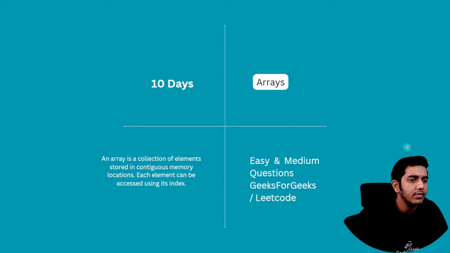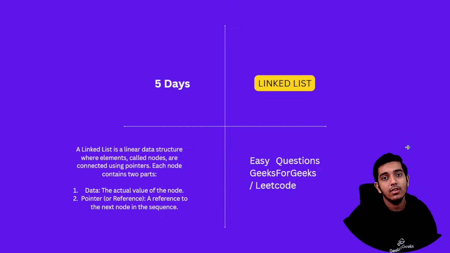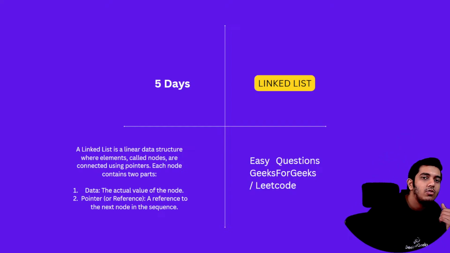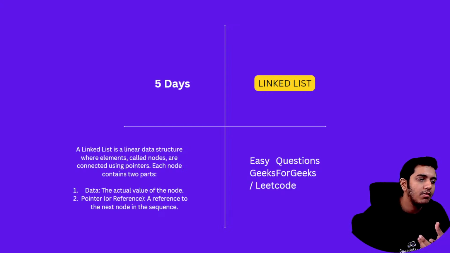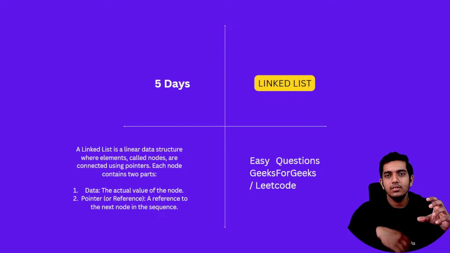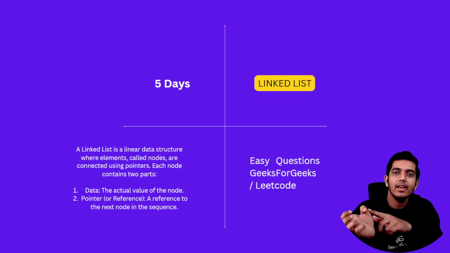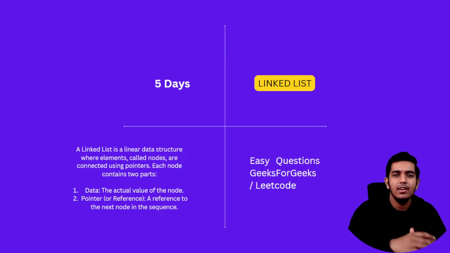So yeah, this is it. Now after that, for the next 5 days, you need to focus on linked lists. In linked lists we have different concepts. A linked list is a linear data structure where we have elements, that is nodes, which are connected by pointers. So this is connected with this, which is connected with this. It's not contiguous, but just like arrays, we have a collection of elements.